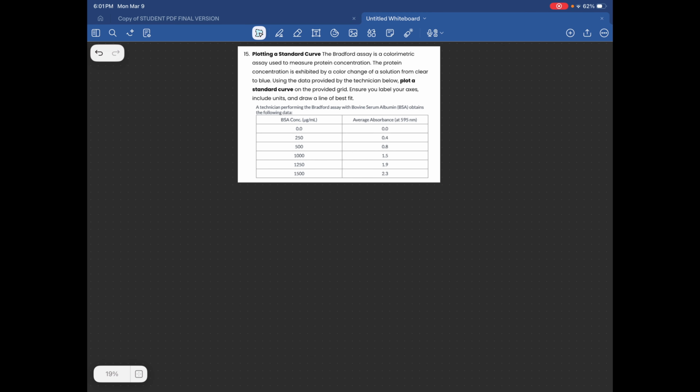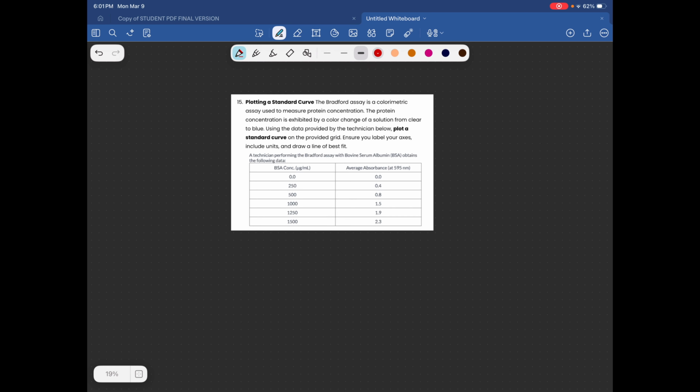So this is a fundamental skill. The word assay simply means test. Let's just remember that. And this is a colorimetric assay, so it's going to change color as there's more protein in our concentration. The darker the blue of our solution, the more protein there is in that solution.